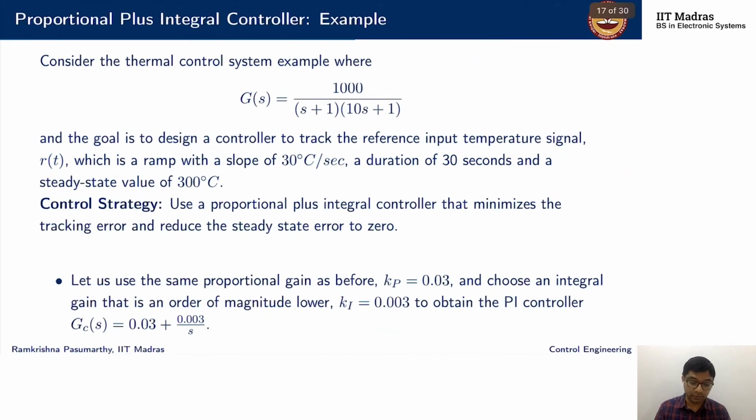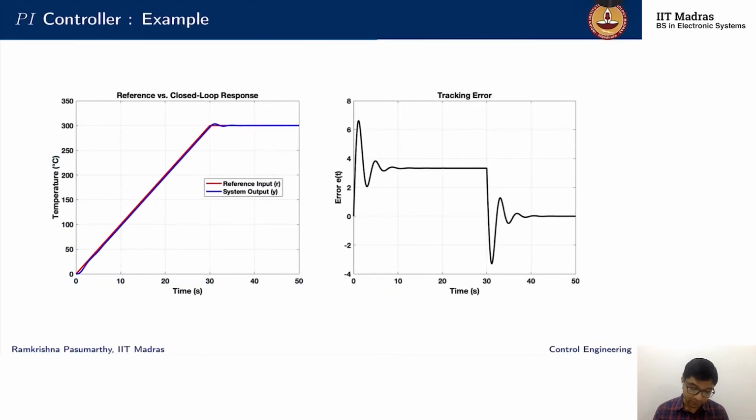We'll again come back to our example of the thermal control system. Everything remains the same. The strategy is now to use a proportional plus integral control that minimizes the tracking error and reduces the steady state error to zero. We saw that only proportional control gave us some error, and only integral control did give us a zero steady state error. Let's see what happens when I use both of them in combination. Okay, so I see that of course the error goes to zero.